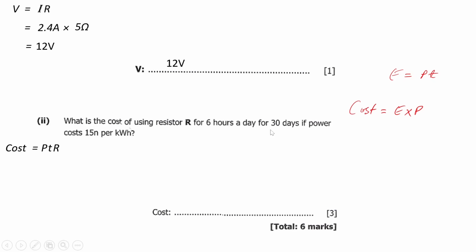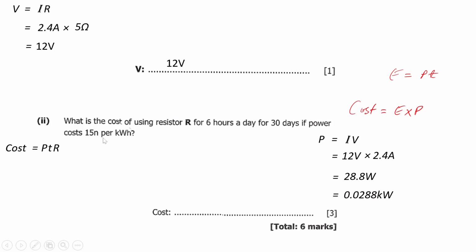Now, in this question, we need to calculate power first. Power is equal to voltage times current. So voltage is 12, current was what? 2.4. So if we multiply here, we get 28.8 watts. Now power, when it is used in homes, is measured in kilowatts. So you divide this by 1000 so that you get 0.0288 kilowatts. So we know power here.